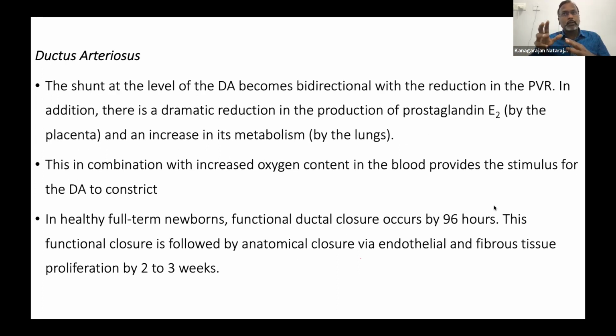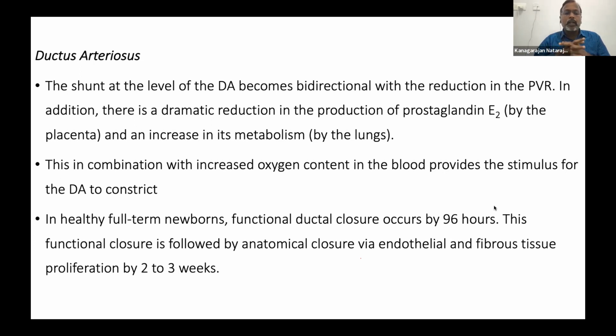Now coming to the third shunt, the ductus arteriosus. The shunt at the level of the ductus arteriosus becomes bidirectional. Initially it is always from right to left. The moment the oxygenation improves and the PVR drops, the shunt reverses. With the reduction of the PVR, prostaglandin E2, which is a dilator of the PDA, the ductus arteriosus, decreases, and there is increased metabolism in the lungs. On one side, your production of E2 is decreased. Second, it is getting metabolized in the lung. So the ductus arteriosus starts constricting.